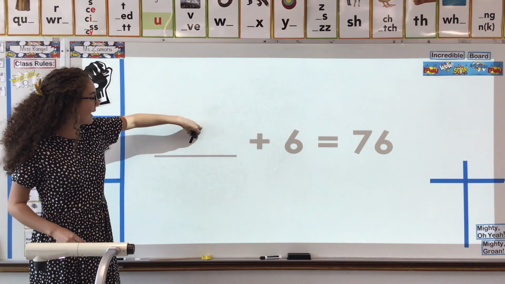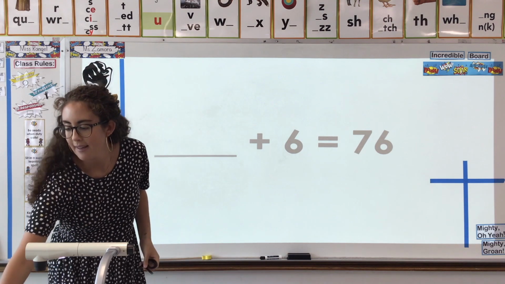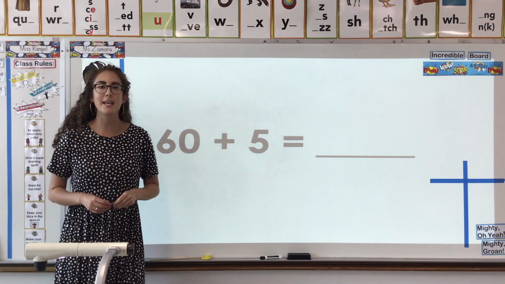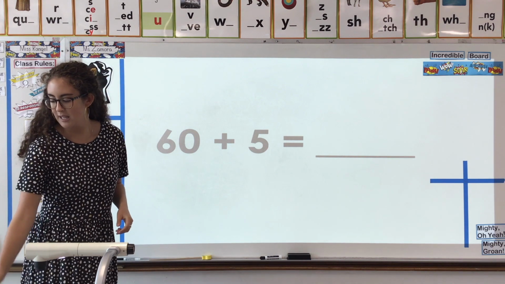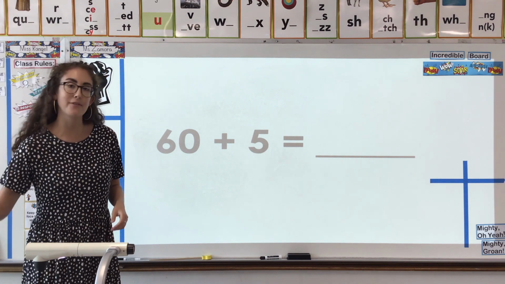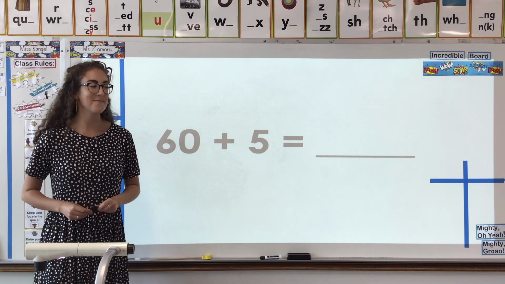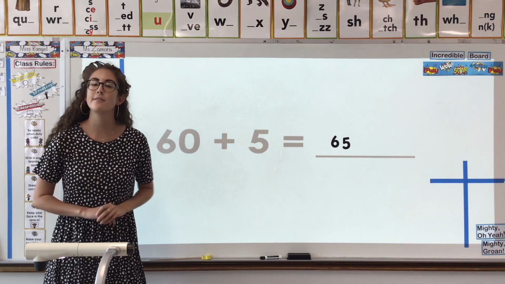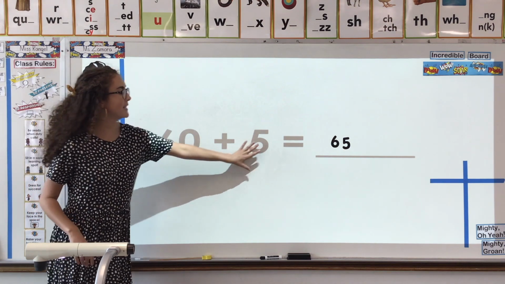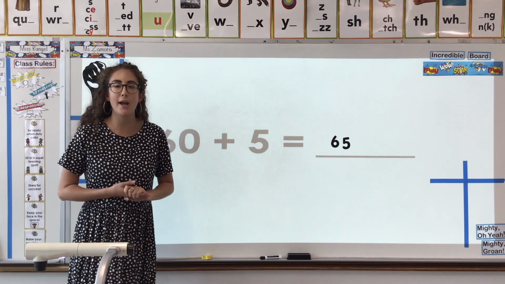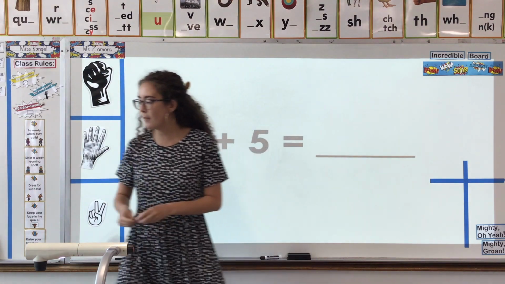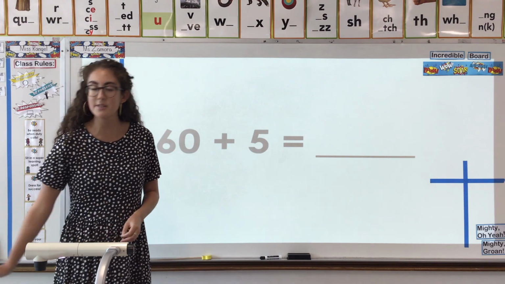Good job. This is our last one. 60 plus 5 equals what? 6 tens, 5. Is the lovely number 65. 60 plus 5 equals 65. Okay, good job warming up your math brain, Super Scholars.